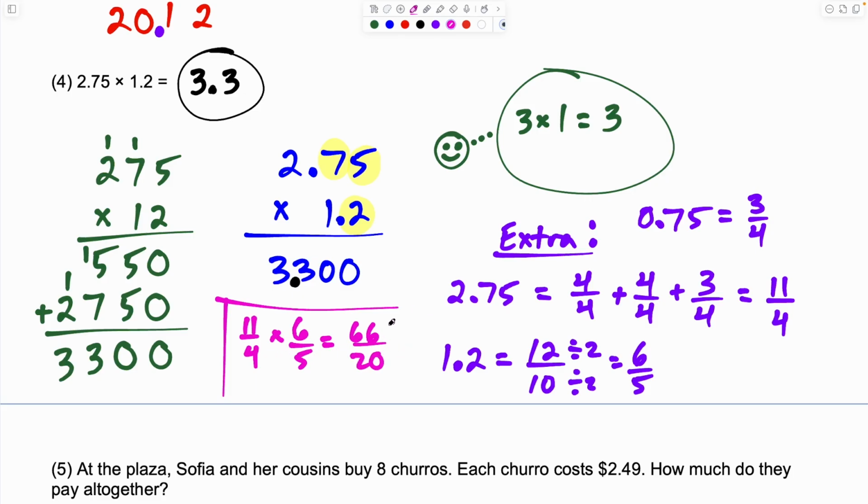And then we reduce our fraction here. So I could divide the numerator and denominator by 2. And I'm going to get over here, we're going to have 33/10, and 33/10 simplifies to 3.3. Okay, so there's more than one way to do this.